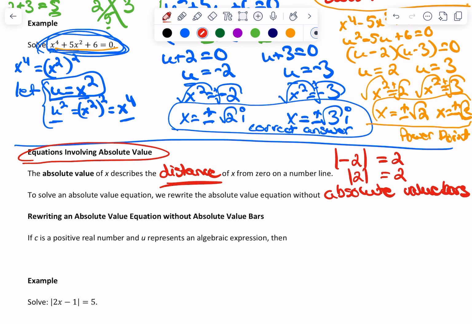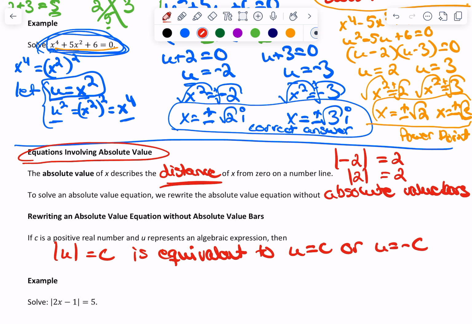So we're going to go ahead and rewrite an absolute value equation without absolute value bars. If C is a positive real number and U represents an algebraic expression, then the absolute value of U equals C is equivalent to U equals C or U equals -C.